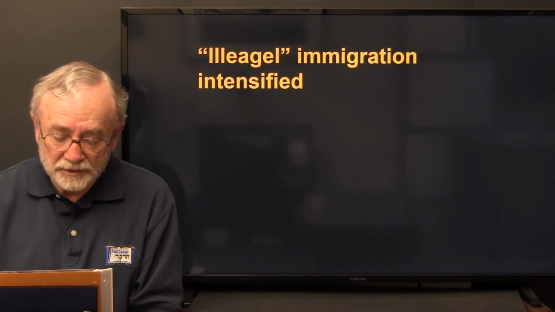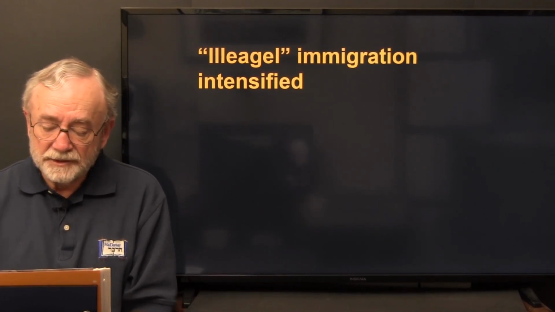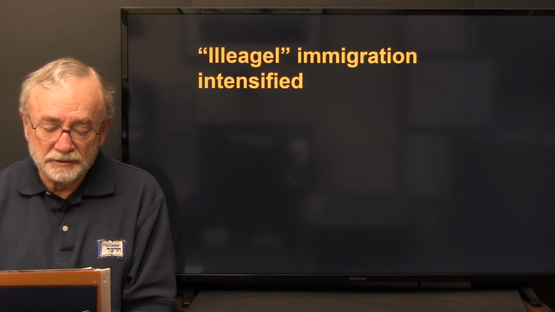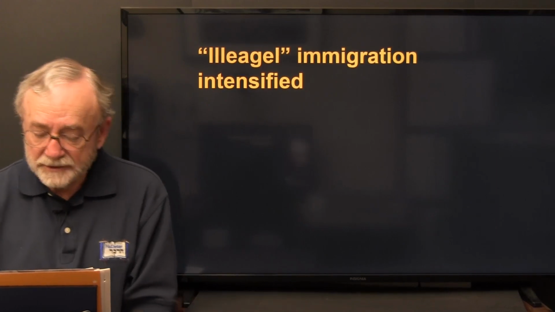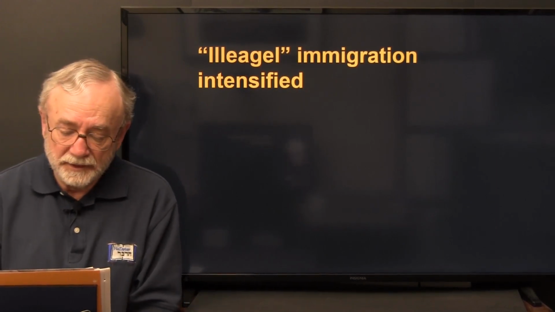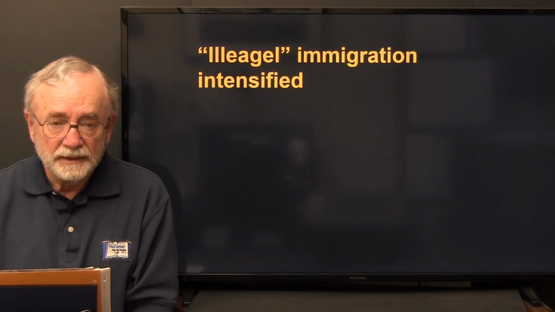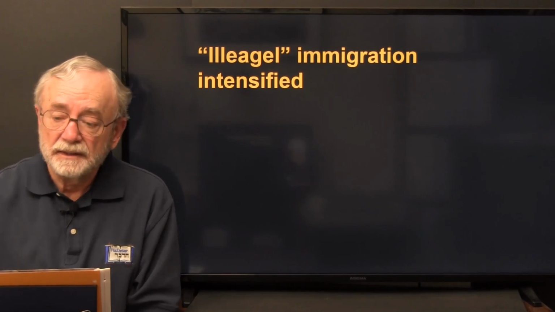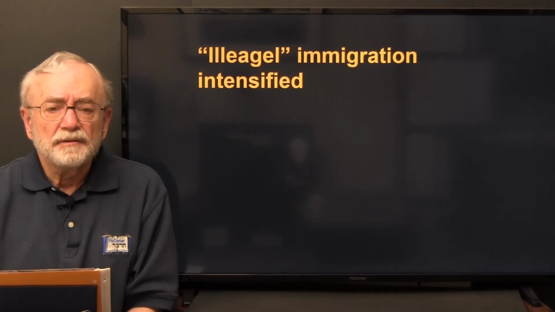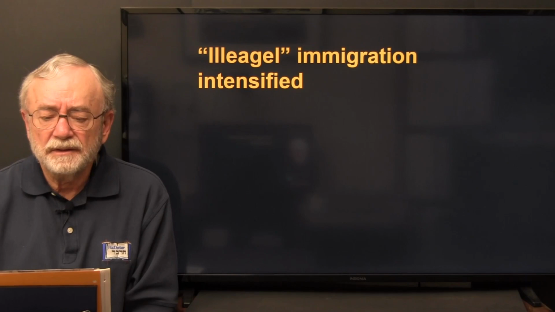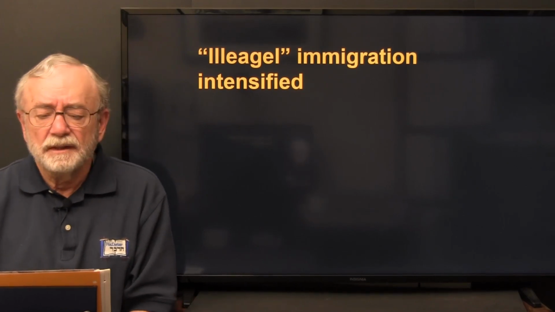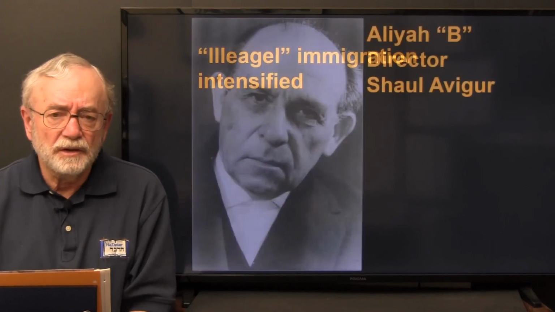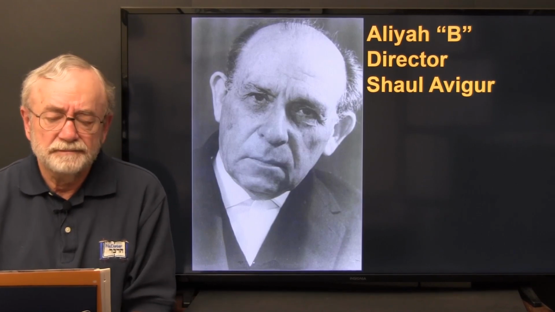Even before World War II, the Zionist leadership had sponsored illegal immigration of Jews from Europe and from the Middle East, known as Aliyah Bet, Immigration Plan B. Immigration Plan B was simply a euphemism for non-official or illegal immigration. From the inception of this program in 1938, the director was Shaul Avigur.